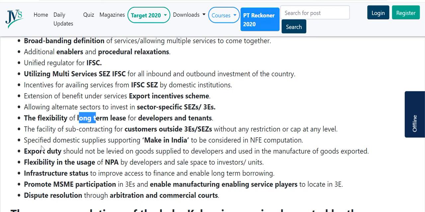And no export duty on goods supplied to developers and used in the manufacturing of goods exported, and flexibility in the usage of NPA. NPA are these non-performing assets, that is the units that are not generating any return. So how the developers can use it or sell it, the flexibility should be given.